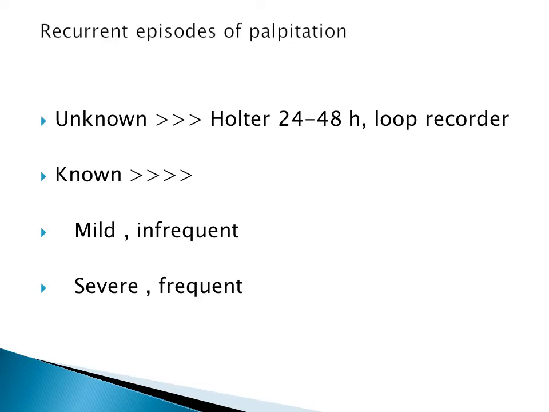next course of action for these cases is catheter ablation. Of course, if catheter ablation is contraindicated or not feasible, it will be drug therapy. But usually catheter ablation is the best next course of action for patients with recurrent severe SVTs.